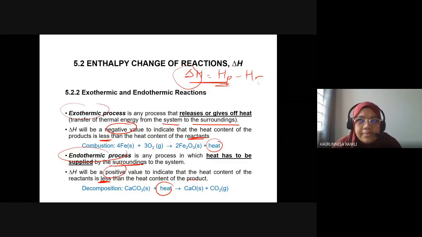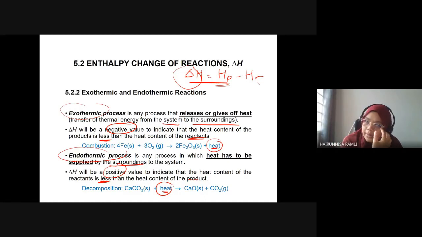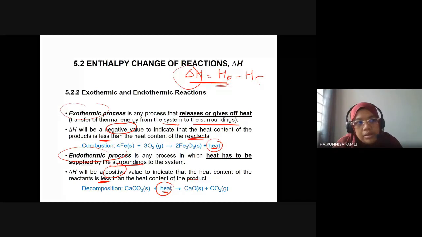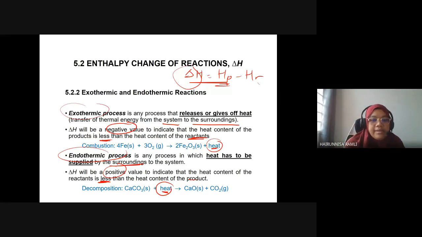Because if I want to explain the details of why heat is put here and also here, you haven't learned it yet. You will learn this in the next semester, chapter 2, if I'm not mistaken. I don't want to explain in too much detail why heat is on the product side for exothermic, and why for endo it has to be at the reactant.